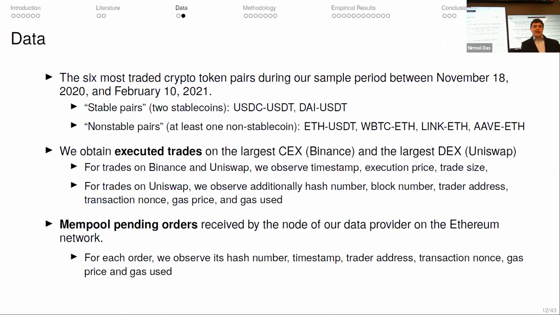So the gas is really capturing how much computational power you need in order to execute this transaction. And for the decentralized trades, we also observe other information coming from the fact that these orders are pending in the memory pool of a validator before being executed. In fact, we see again the hash number, timestamp, the address of the trader, and the gas price and the gas used. So basically, using this information, we can match exactly the pending orders to the executed trade data. We can see, for example, if an order has been revised in terms of the fee before being executed, because you can match the executed trades data with the mempool data, which is really nice because you can observe the history of this order.